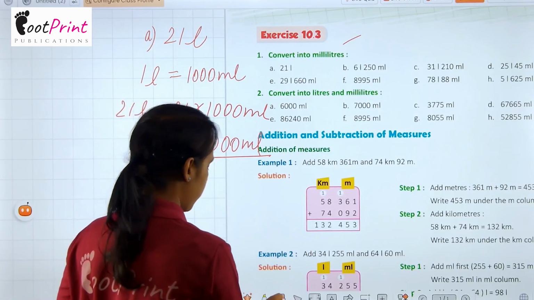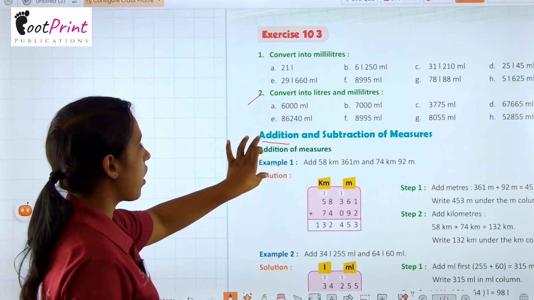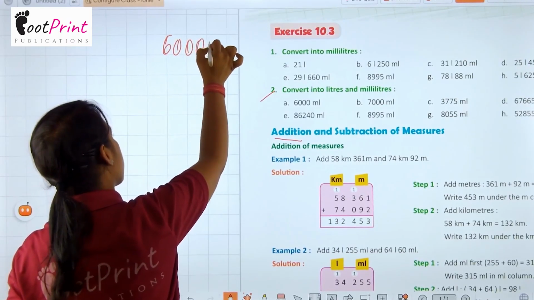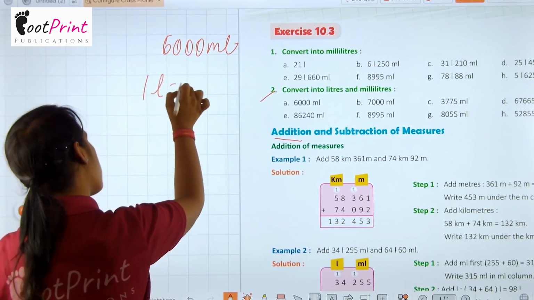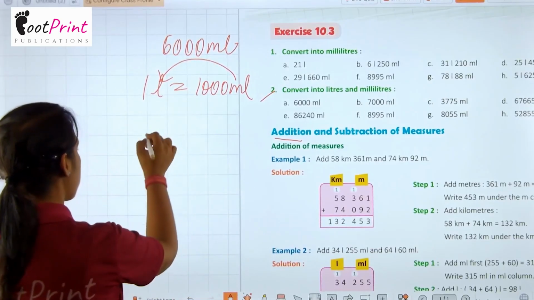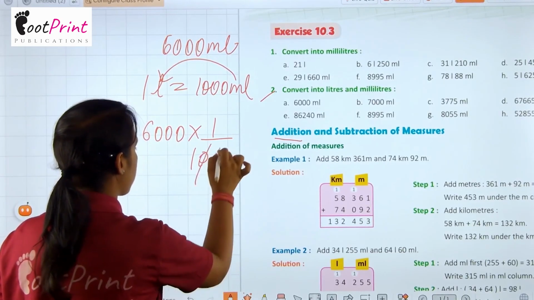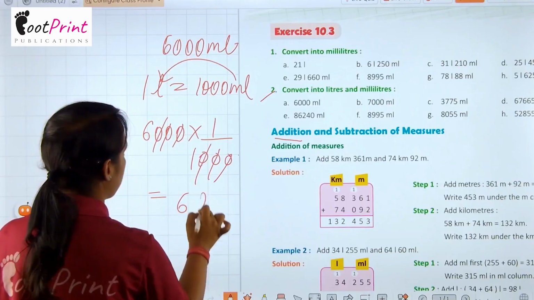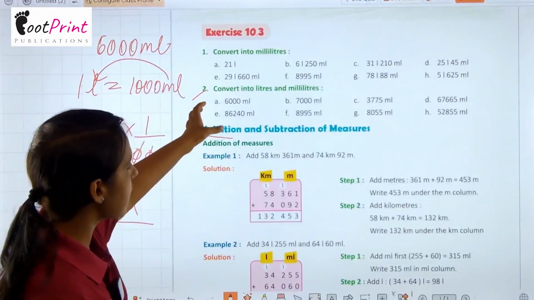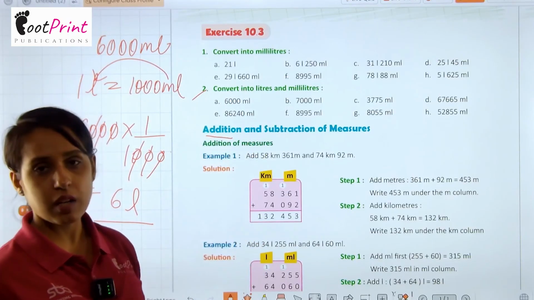Okay, now we have question number 2. Question number 2 is convert into liters and milliliters. Now we have to convert into liters and milliliters. So here we have 6000 milliliters, and we know that 1 liter equals 1000 milliliter, and we have to convert milliliter to liter. So we will divide it by 1000. So 6000 divided by 1000 liter. Cutting the zeros, we have 6 liter. So we can write here 6000 milliliter equals 6 liter. Okay, so in this manner we can easily find out the rest of the parts of this question and convert the units into liters and milliliters.